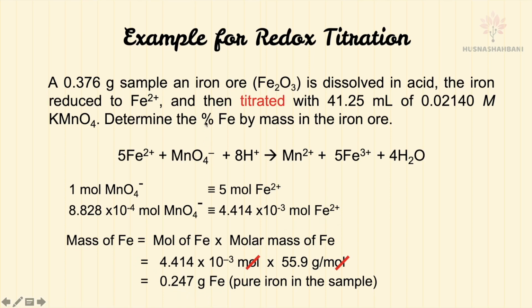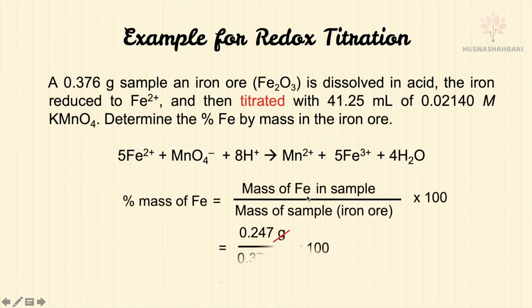We want the percentage of iron in iron ore, meaning we want the percentage purity. So we have the impure mass and the pure mass. So mass of pure iron in the sample divided by mass of impure iron ore times 100 equals 65.7%.